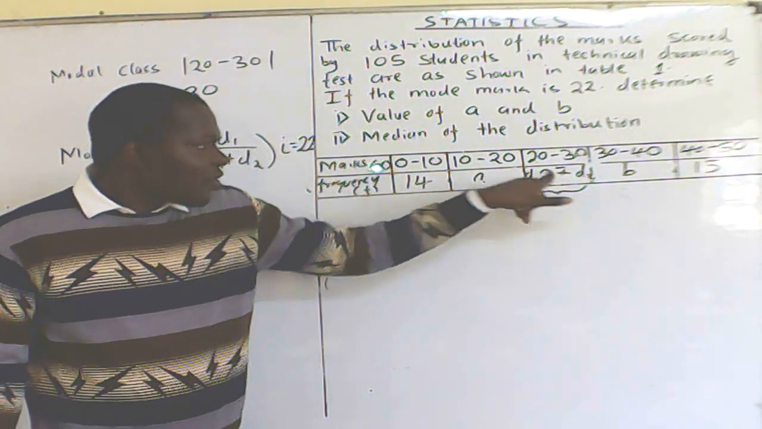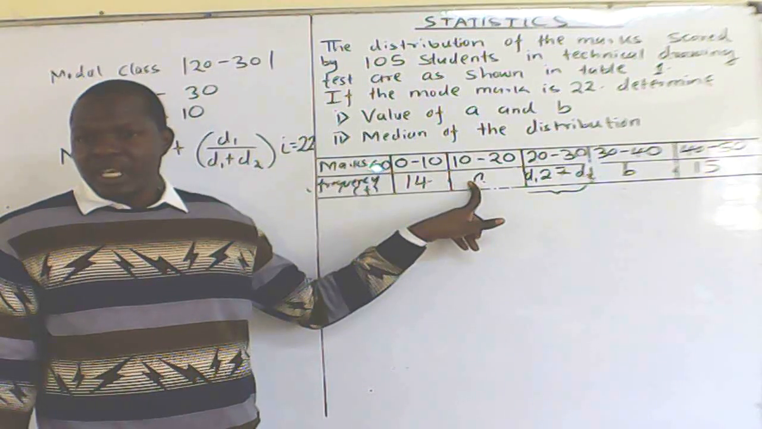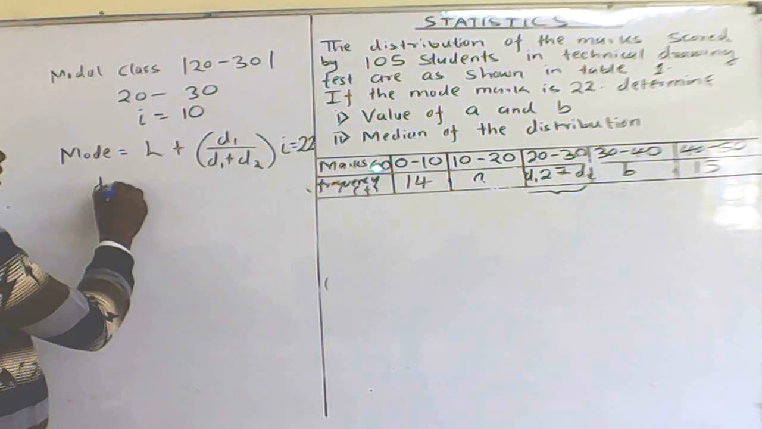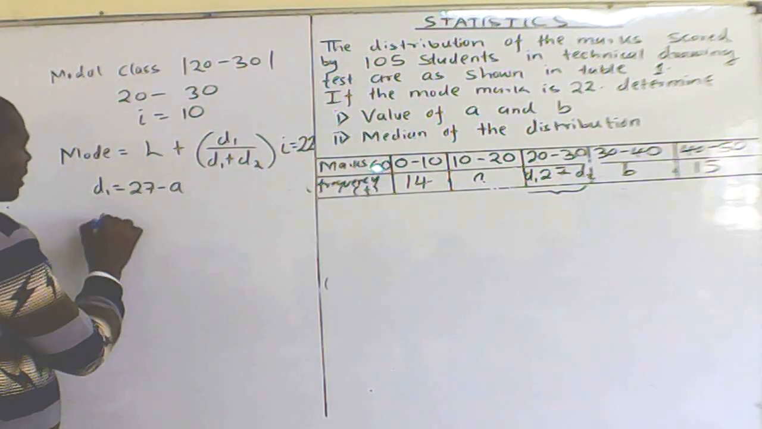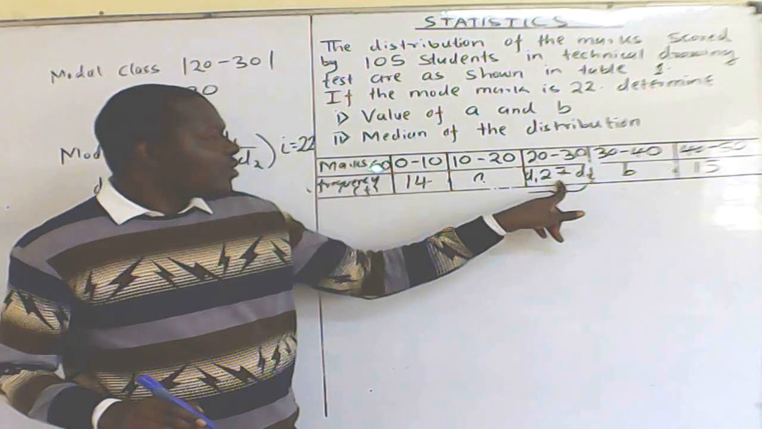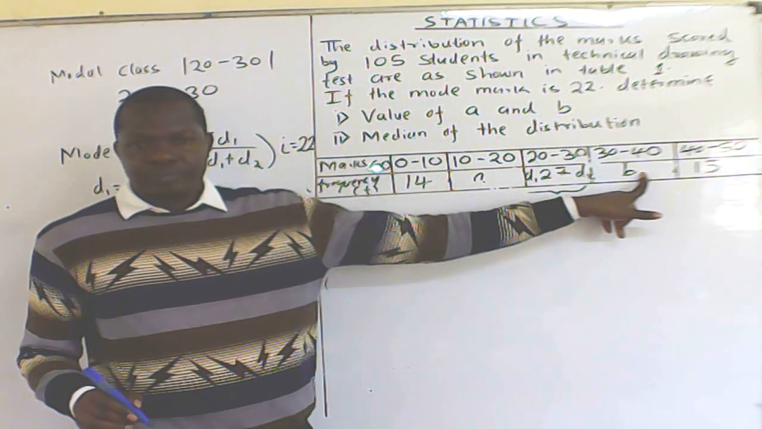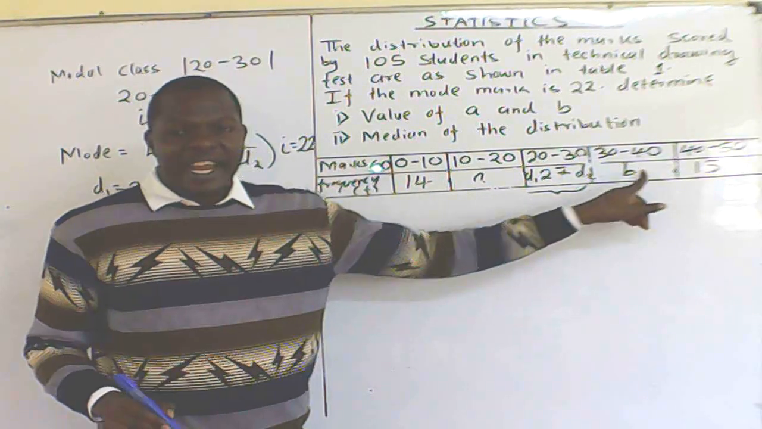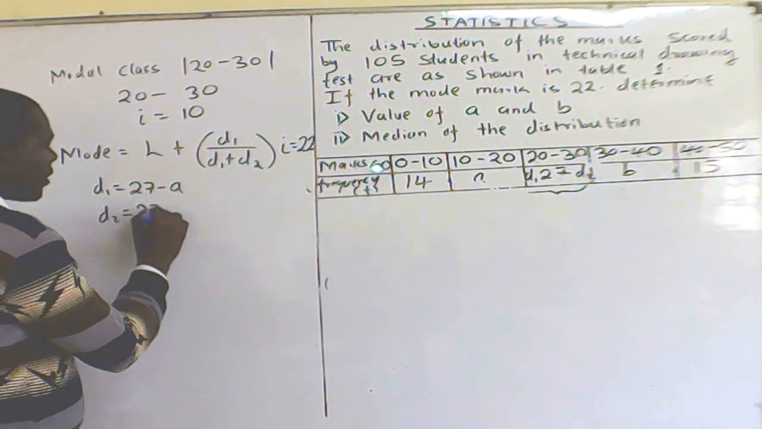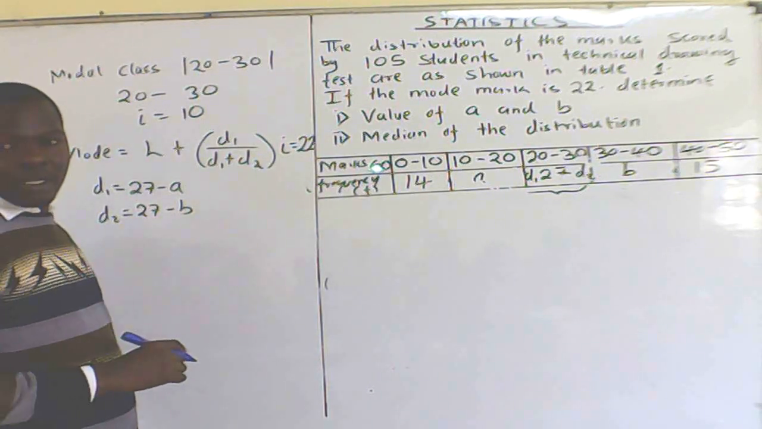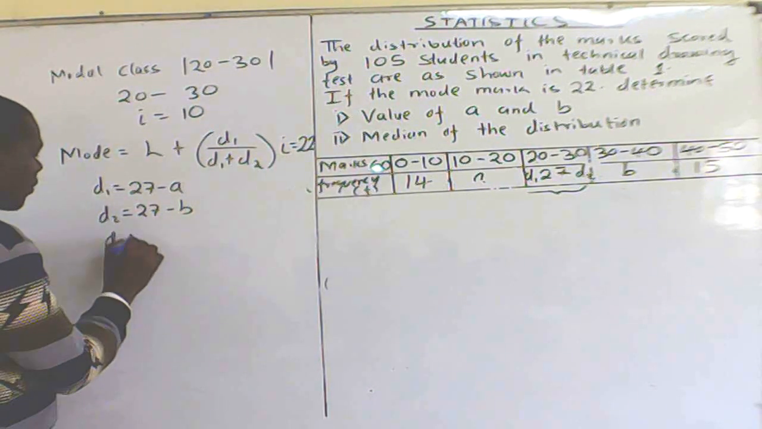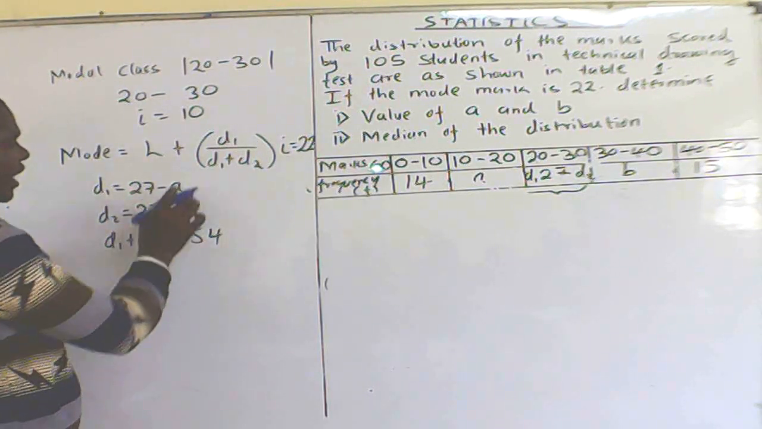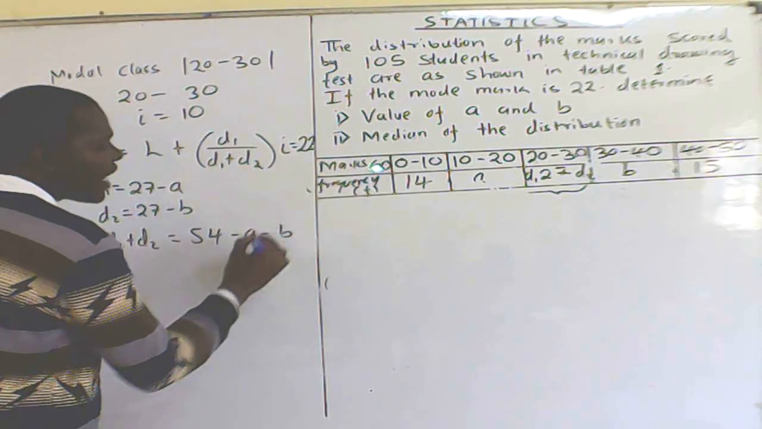D1 is the frequency of the modal class minus the frequency before it. That is 27 minus A. D2 is the frequency of the modal class minus the frequency after it, which is 27 minus B. So we can now get D1 plus D2: 27 plus 27 is 54, negative A plus negative B, that is negative A, negative B.